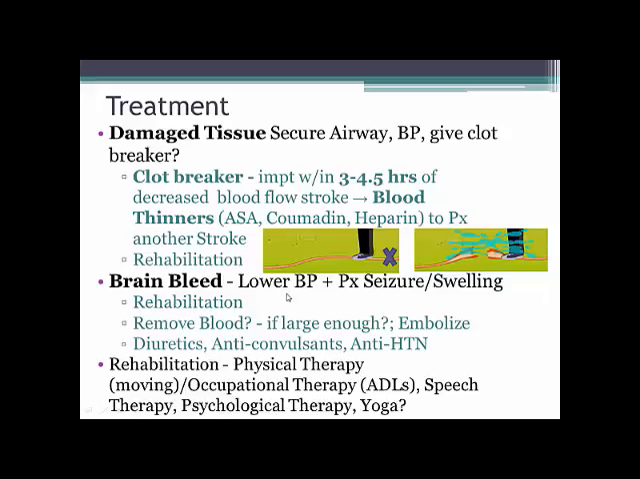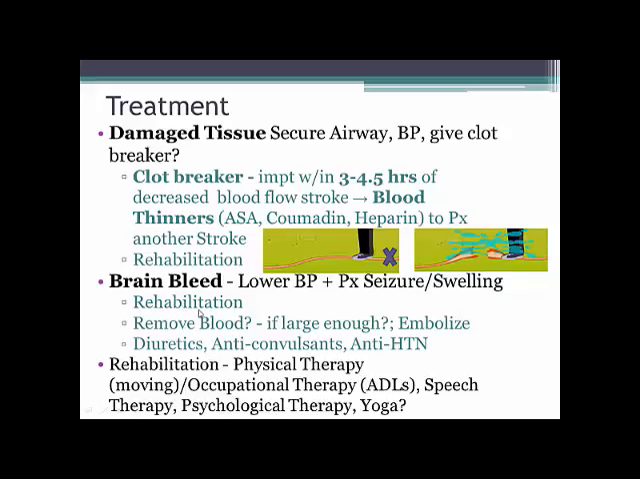Let's talk about a brain bleed. So the main goal, if it's bleeding, as in this case where there was a bleb of the blood vessel here that popped open, right? So that burst and led to bleeding in the brain. Our goals are to lower the blood pressure, prevent seizures, which are basically abnormal electrical activity in the brain, and also prevent swelling of the brain.